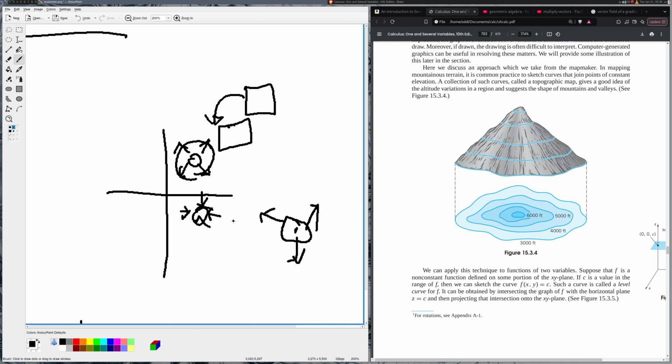I don't even know yet how curl would fit into this whole covector thing. But for divergence, this makes it easier to understand. If it's positive, it's expanding, it's getting stretched, and if it's negative, it's getting squished.